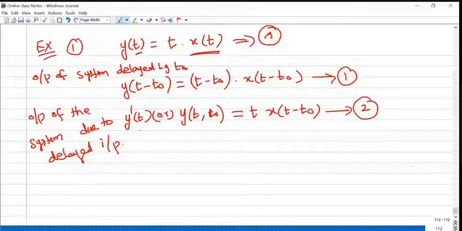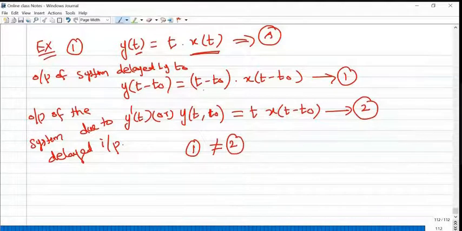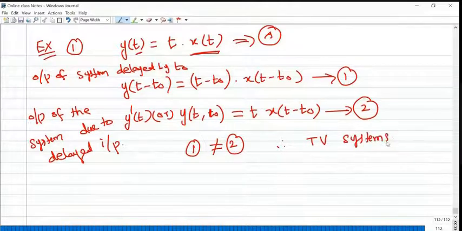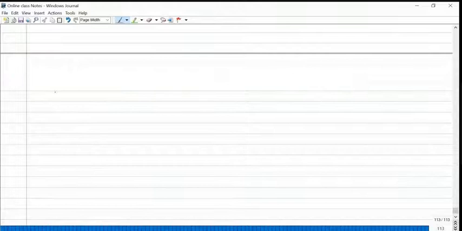If these both equations are same, then it is time invariant. In this example, equation 1 has t times x of t minus t naught, whereas here it is t times x of t minus t naught with the t not shifted. Therefore, the system is time variant system. I'll give one example for time invariant system, but before that, we'll solve one more problem.